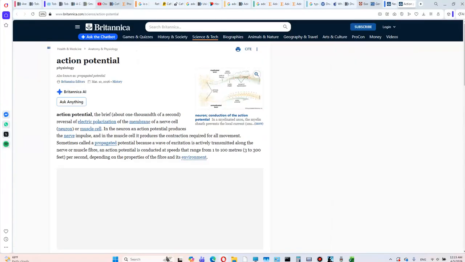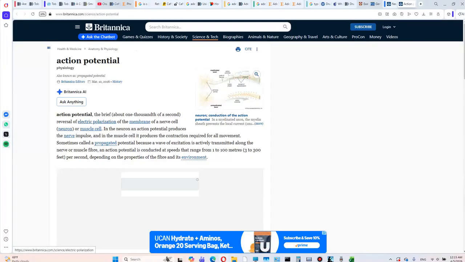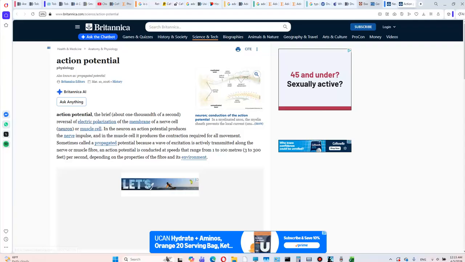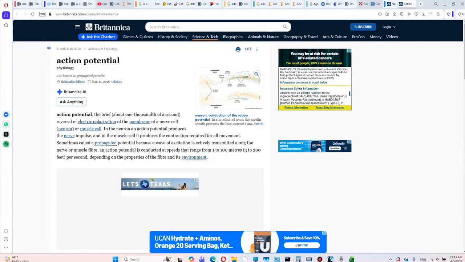Action potential: the brief, about 1/1000th of a second, reversal of electric polarization of the membrane of a nerve cell, neuron, or muscle cell. In the neuron, an action potential produces the nerve impulse, and in the muscle cell it produces the contraction required for all movement.